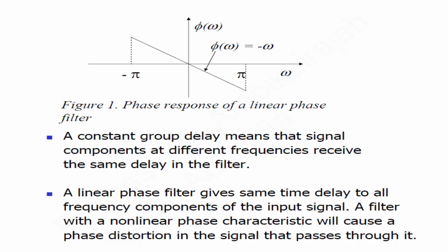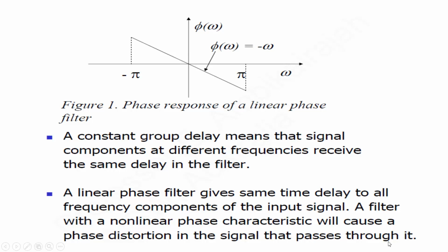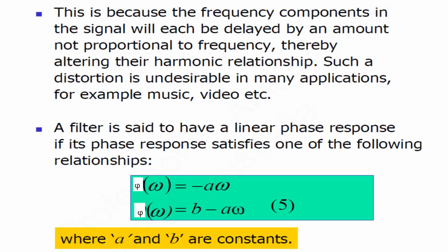One frequency appears at the output of a non-linear filter with one delay, and the other appears with a different delay. FIR filters are all linear phase filters. So FIR filters will have a linear phase response, but if a system does not have a linear response, then the frequency components will be delayed by an amount which is not proportional to the frequency, thereby altering the harmonic relationship.